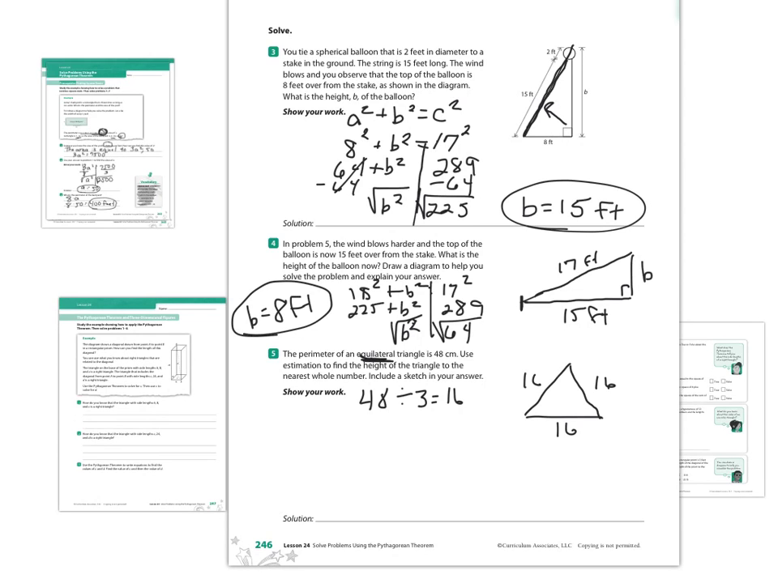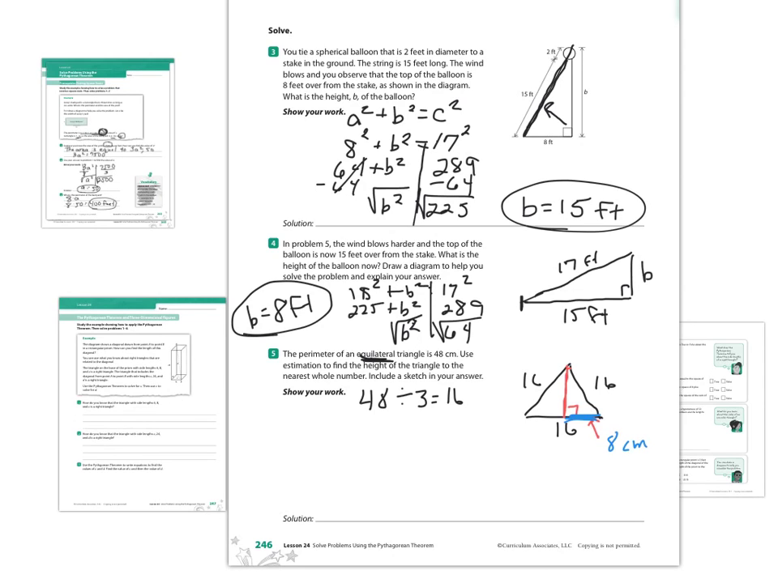The question is asking us to find the height of this equilateral triangle, which would be that red line right there. We just created a right triangle. With this right triangle, we can use the Pythagorean theorem to figure out the height of that triangle. Now, based on this information, I know this part, which I'm going to draw in blue, of the base of that triangle is 8 centimeters.